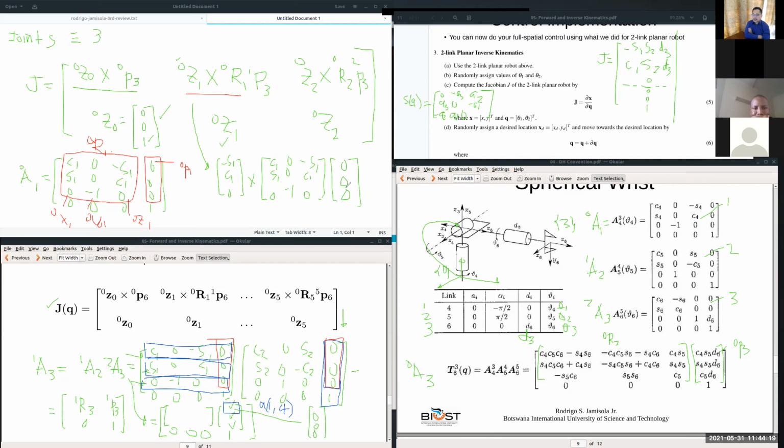1P3 does not move. Only 0P3 moves. 0P3 is this one. But 1P3 did not move. Is that correct?